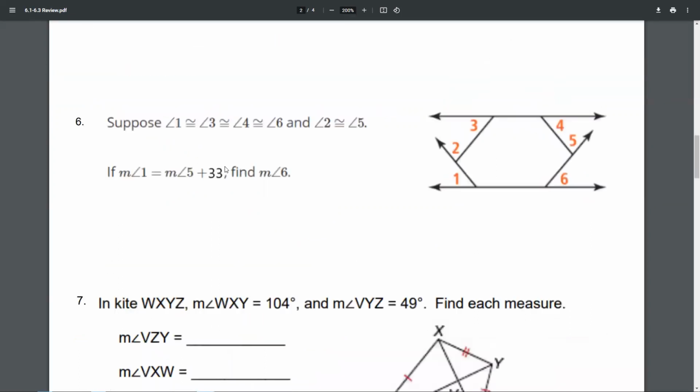All right, next one. Let's see, angle 1, 4, 3, 4, and 6 are all congruent, and then 2 and 5 are congruent. And then we know the measure of angle 1 equals the measure of angle 5 plus 33 degrees. So I'm going to make measure of angle 5, the one that's in the equation, x. Which means 2 is also x. And so angle 1 is going to be x plus 33. And since 1 is equal to 3, 4, and 6, I'm going to put x plus 33 for all of these.